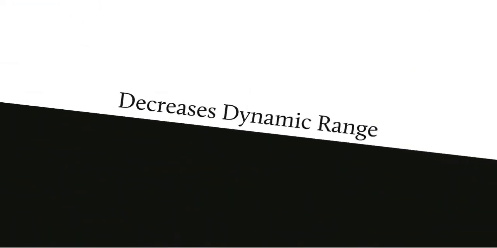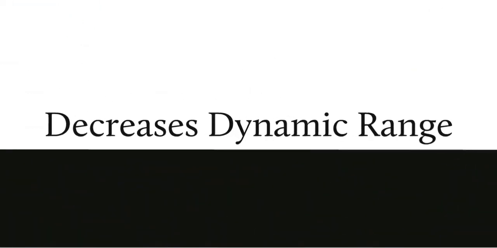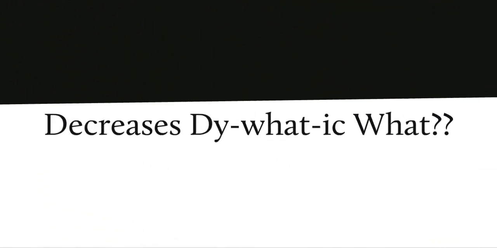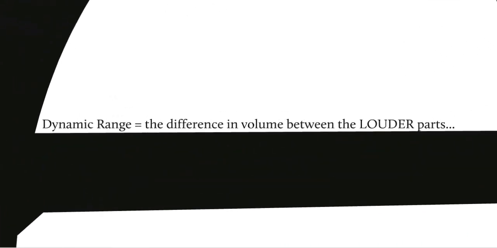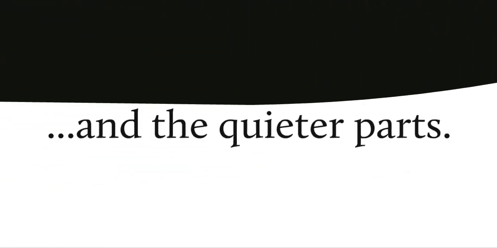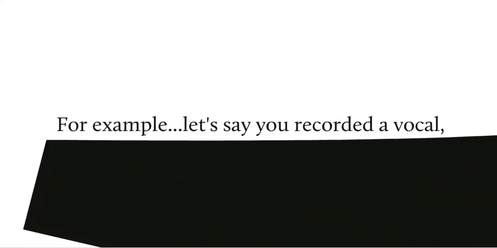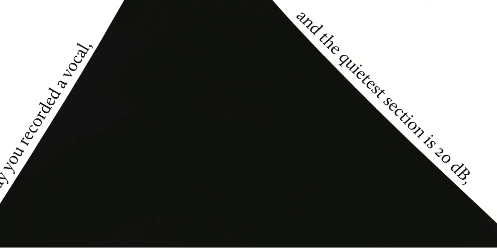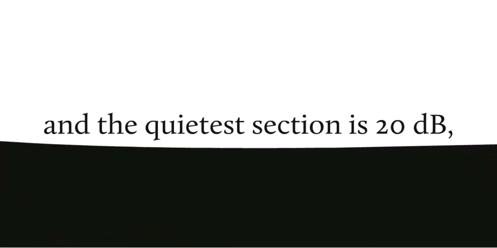Another way to put that is it decreases dynamic range. Now, you may be saying, decreases what? Well, dynamic range is simply the difference in volume between the louder parts and the quieter parts of a piece of audio. So let me give you an example. Let's say you recorded a vocal, and the quietest section was around 20 dB, and then the loudest section was around 80 dB.